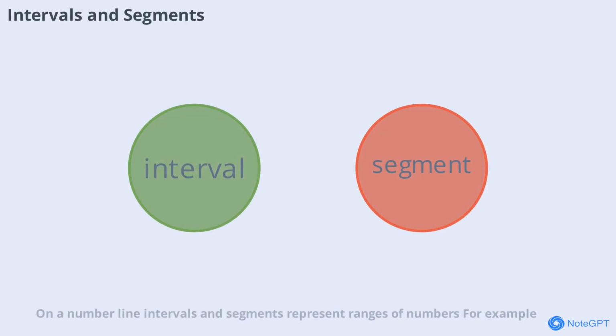On a number line, intervals and segments represent ranges of numbers. For example, the interval from 2 to 6 includes all numbers between those points. This concept is useful in probability, statistics, and algebra. By shading or marking segments, we can easily show which numbers are included in a range.